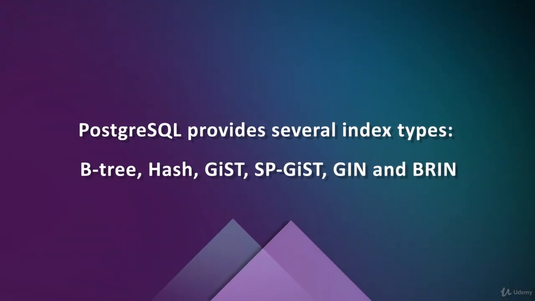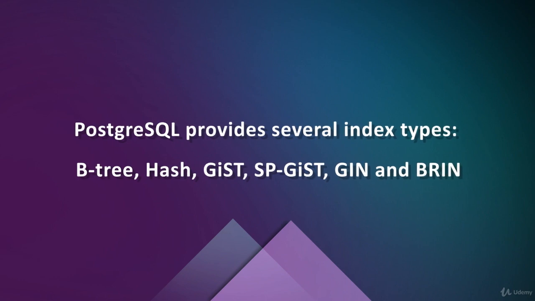PostgreSQL provides several index types: b-tree, hash, GiST, SP-GiST, GIN, and BRIN. Each index type uses a different algorithm that is best suited to different types of queries. By default, the CREATE INDEX command creates b-tree indexes, which fit the most common situations.